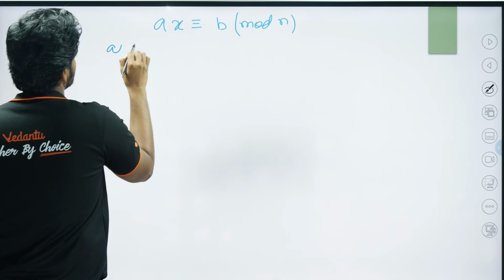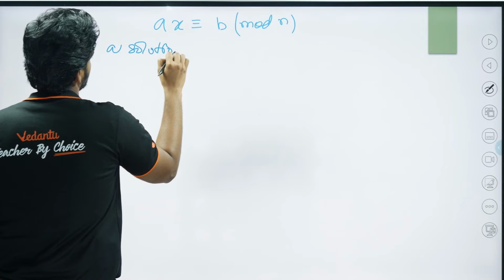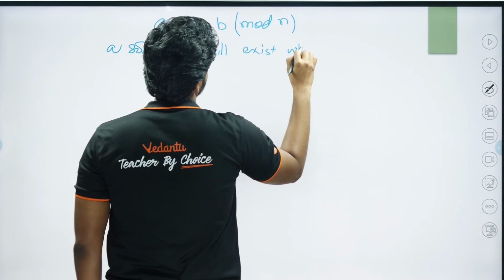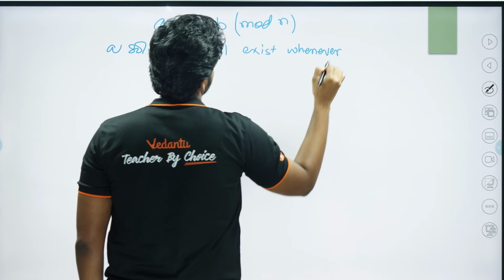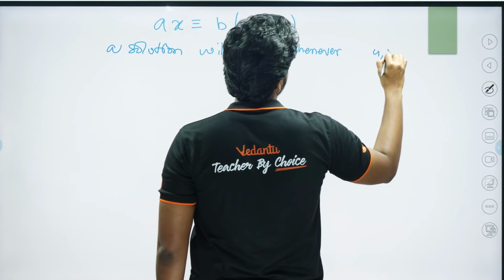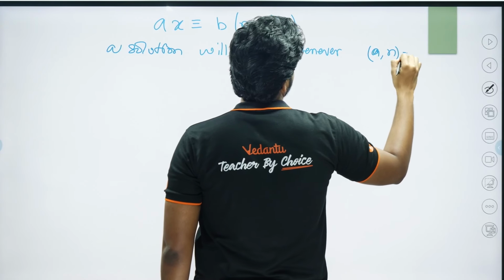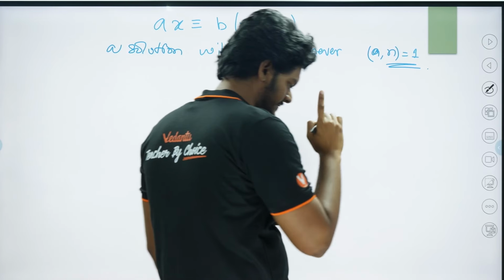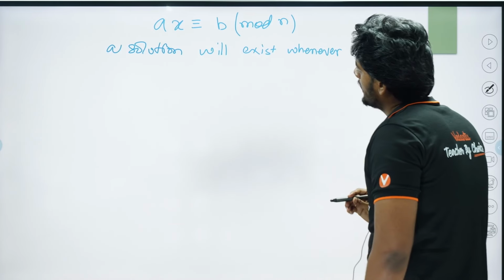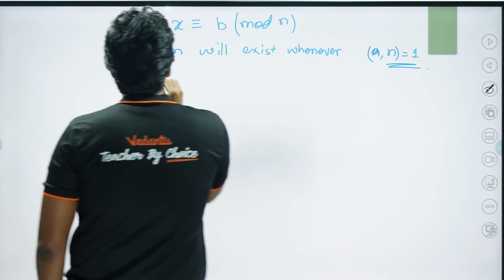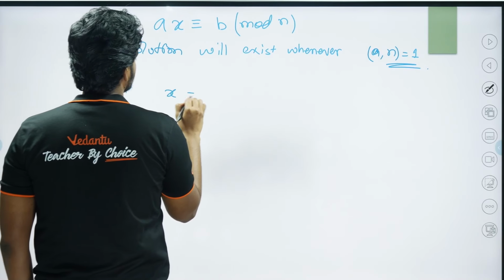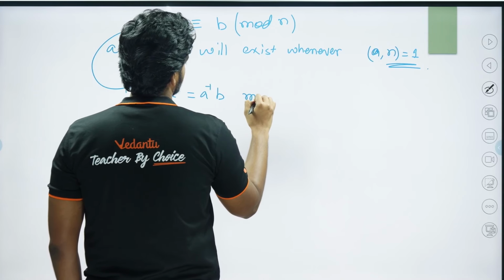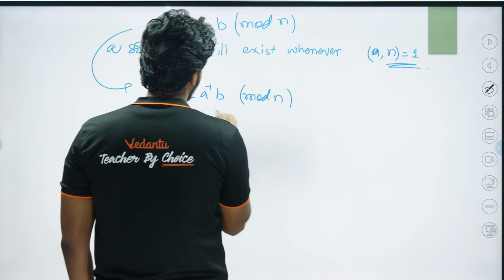A solution will exist whenever GCD of A comma n is 1. Okay. So that is really important to note. And in fact, you can almost write it like x is equal to A inverse B mod n. Now what will be this A inverse?